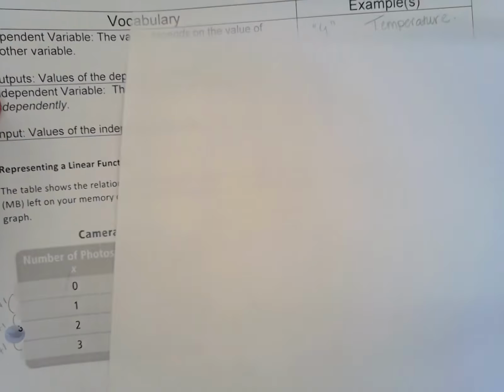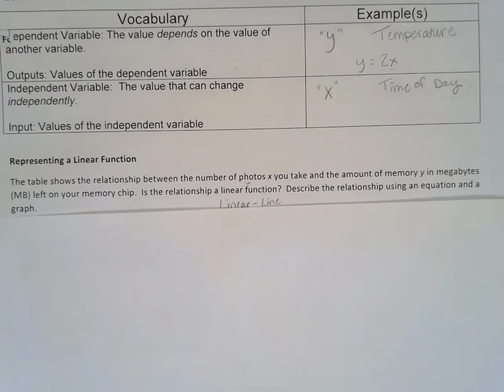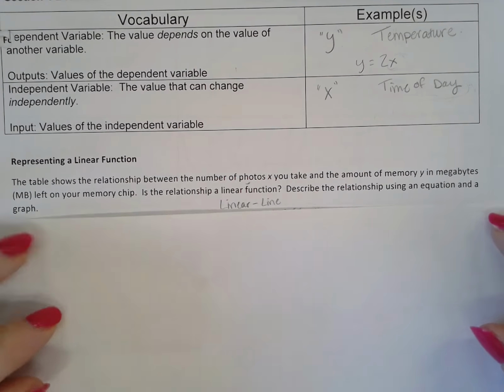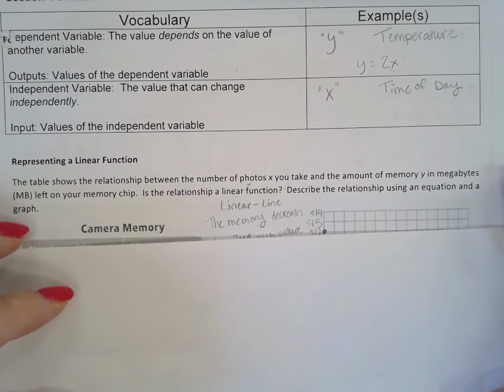Then we get to actual problems. So, representing a linear function, it says the table shows the relationship between the number of photos x you take and the amount of memory y in megabytes left on your memory chip. Is this relationship a linear function? Describe the relationship using an equation and a graph. So remember that linear means line. Okay, so you want a straight line, no curves, no weird angles or anything like that.